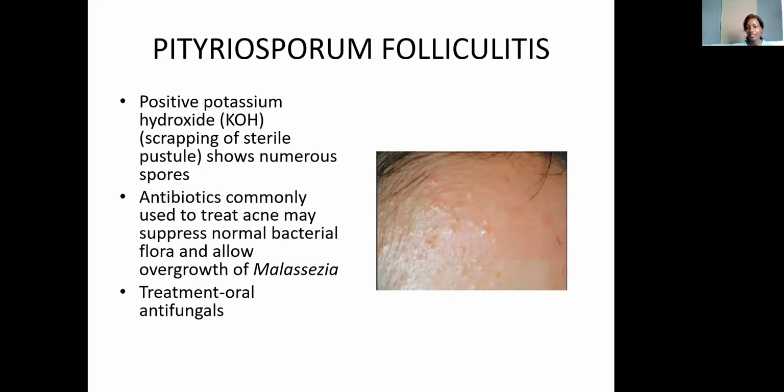How you would probably diagnose this condition is you can take a sample of the papule or pustules and do a KOH examination where you'll see numerous spores of the yeasts. If you use antibiotics for this condition, or put a patient on antibiotics, you'll notice that their acne either tends to worsen or does not seem to be improving. These patients will be put on a course of oral antifungals, and they tend to respond quite well.